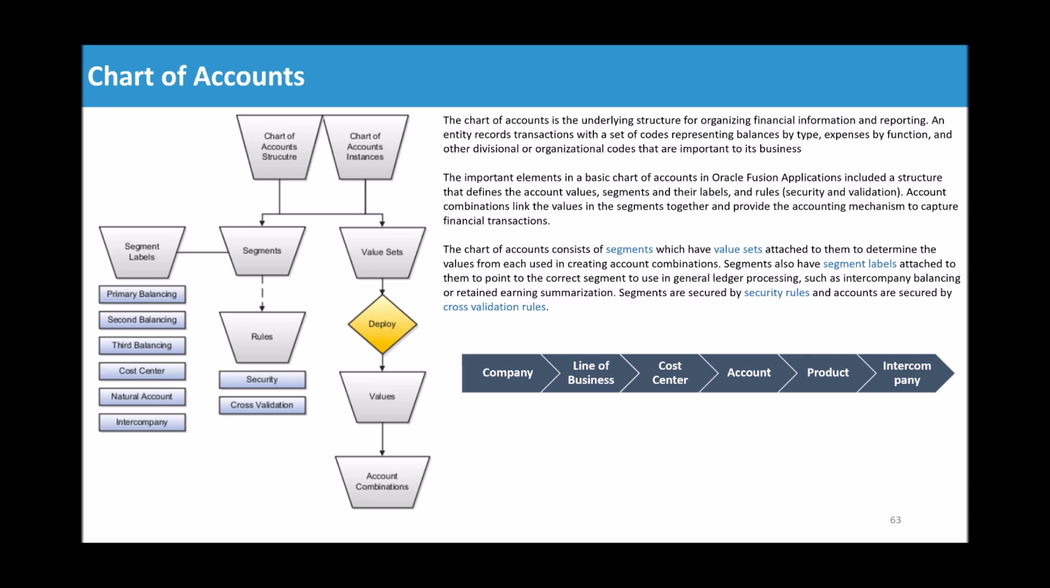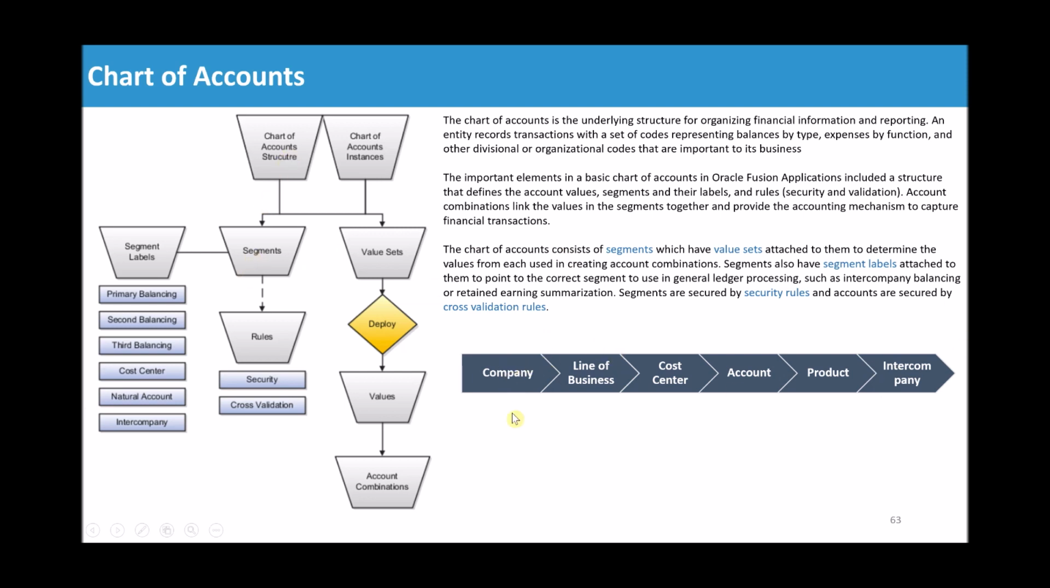I don't think any company is ever going to use three balancing segments, but if required you can use two. So one could be your company and the second could be your division. Or if you are using company and business unit, then you can have business unit as a primary balancing segment and secondary balancing segment. Then you need to label one of your segments as cost center, then the natural account, and these three are mandatory. You need to have one segment as balancing segment, one as cost center, one as natural account. Intercompany has a label too, but it is not mandatory. So if you are not doing any kind of intercompany transactions, then you don't need to label any segment as the intercompany segment.